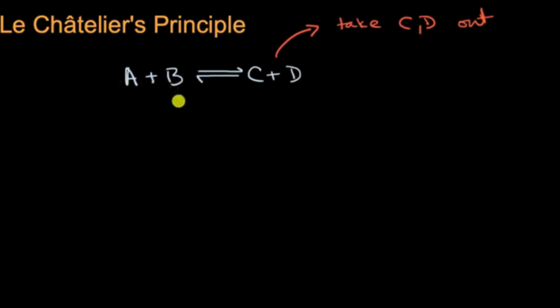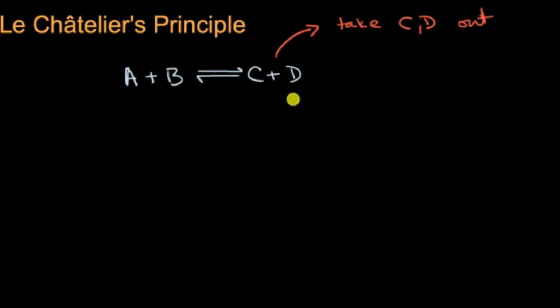So if you think about the net direction until we hit a new equilibrium, this is going to happen less, and this initially is going to be happening at the same amount. So you're going to have a net direction until we hit equilibrium again that goes from A plus B to C plus D. And then if you wait long enough, you're going to hit back at an equilibrium.